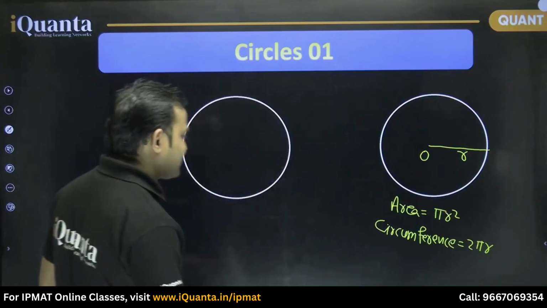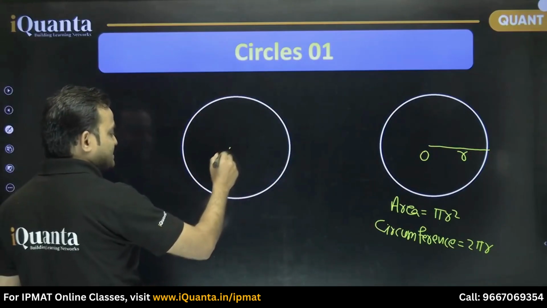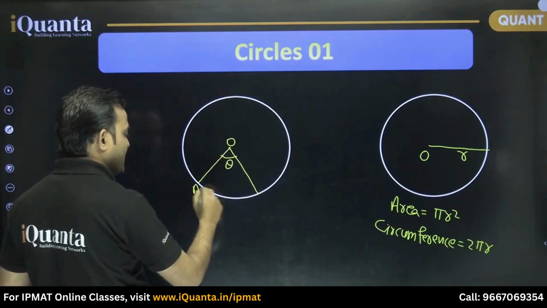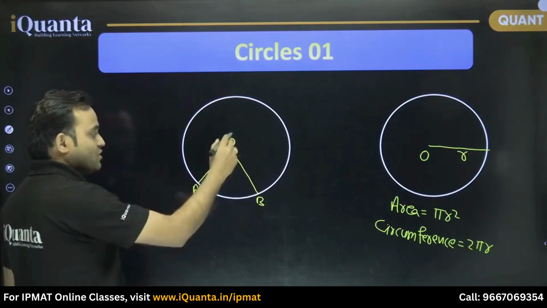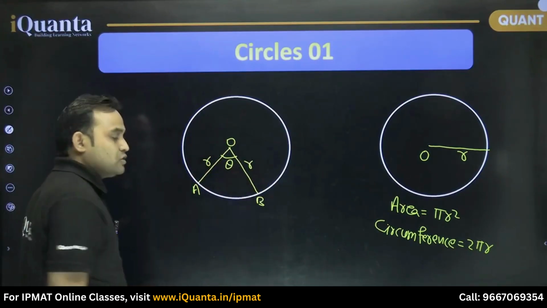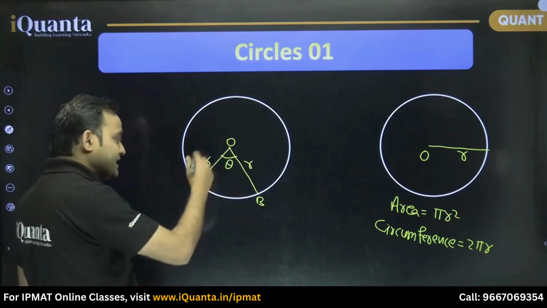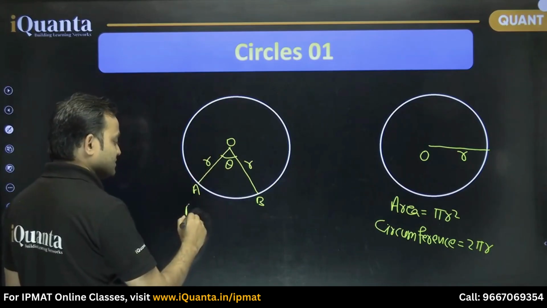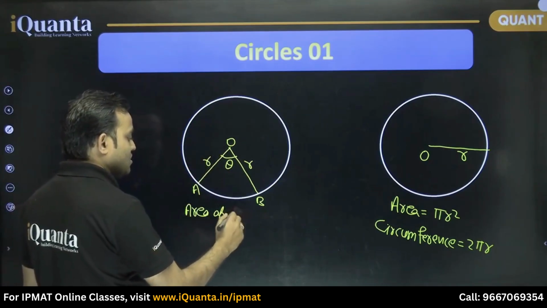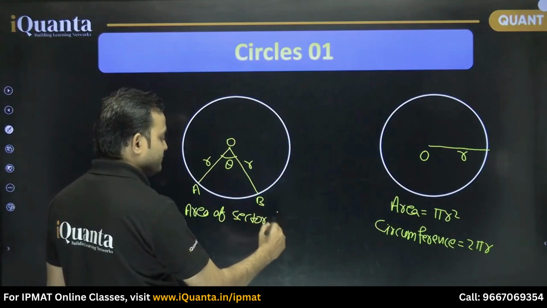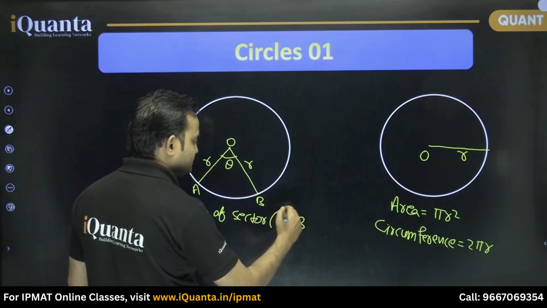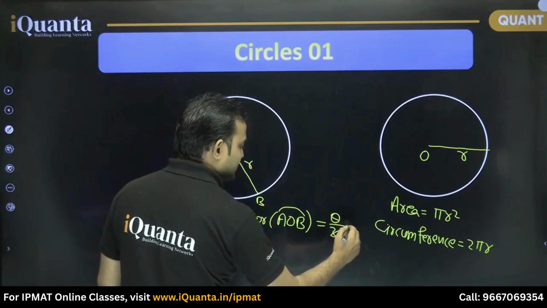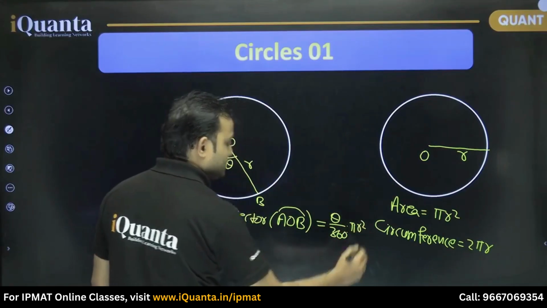Now let's come to another thing. If we talk about a sector in a circle, this angle is theta, with O, A and B. Can we say OA will be radius r, and OB will also be radius r? What will be the area of this sector, not circle, the area of this sector of this circle OAB? We can say the area of sector AOB is equal to theta upon 360 times pi r squared.